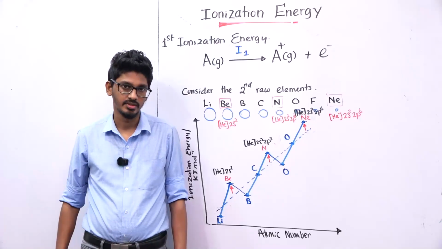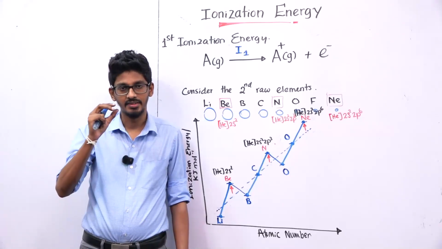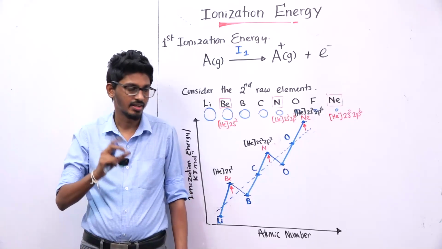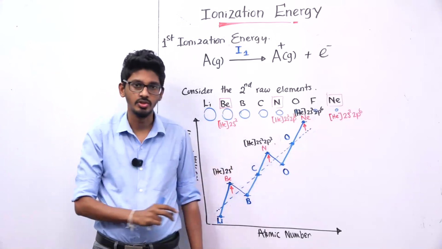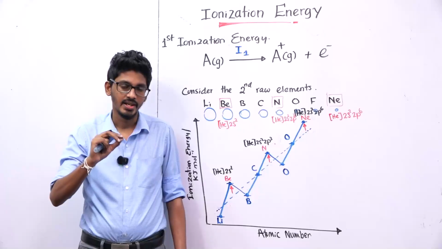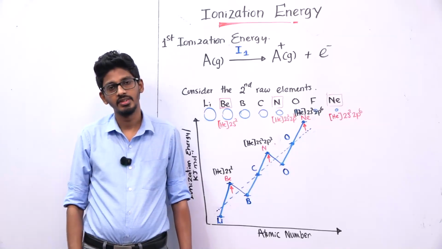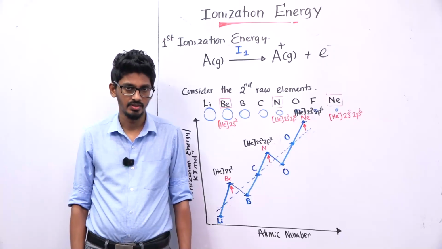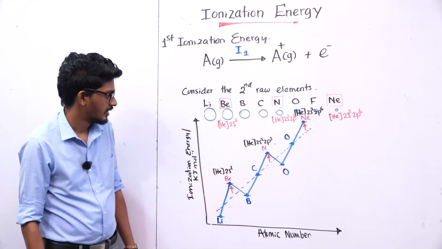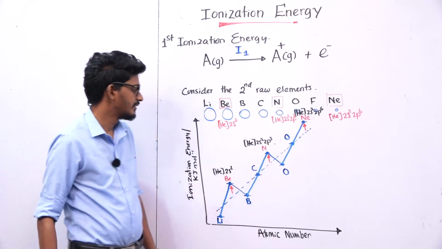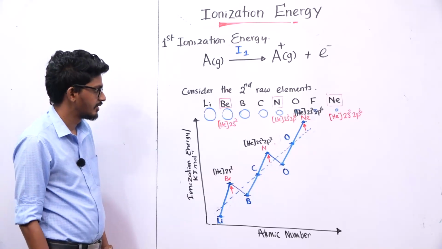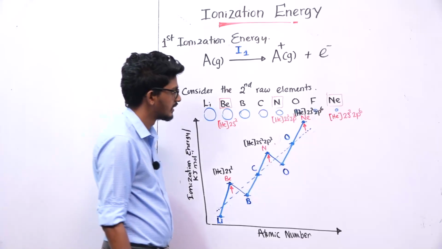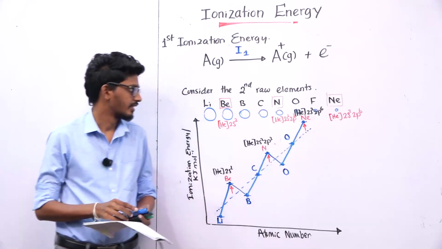So those are the two things that matter: the atomic radius and the existence of stable configurations. One can say the atomic radius is the effective nuclear charge. One can say this trend is due to the effective charge as well as the existence of stable configurations. Okay, that is the idea. So this is how the zigzag trend appears. Got the idea? Right. Let's write the stuff.